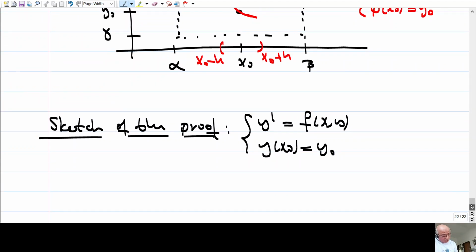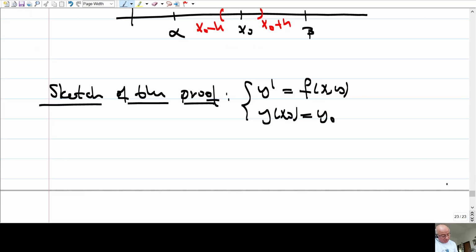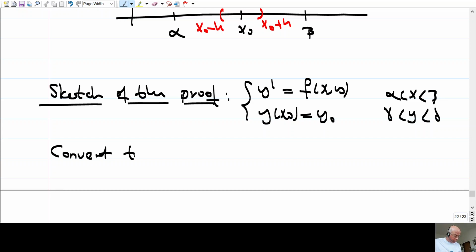We would like to solve this equation where x is between alpha and beta and y is between gamma and delta. All right. First, we convert this to an integral equation.